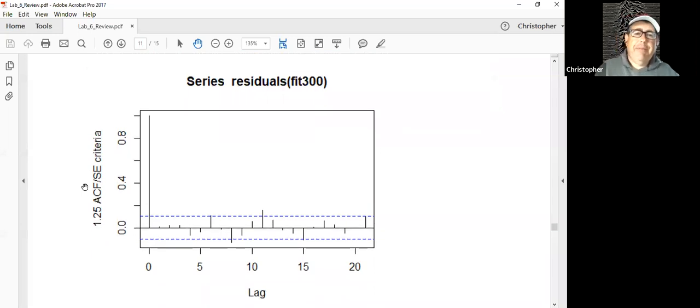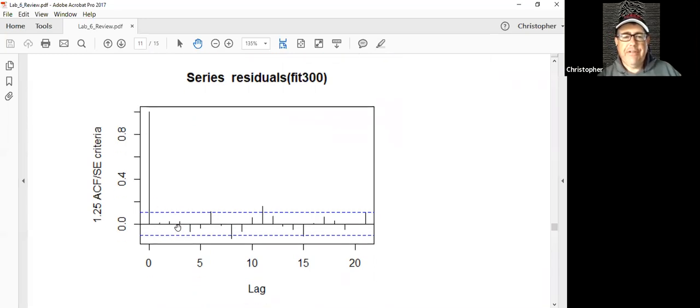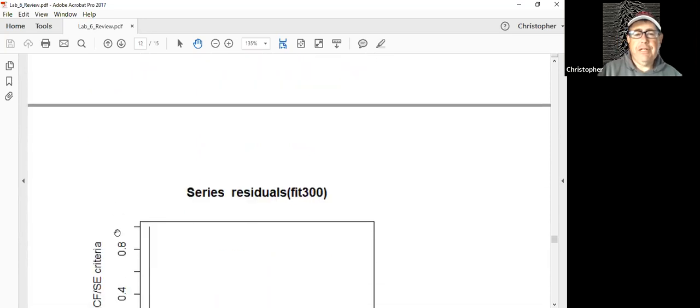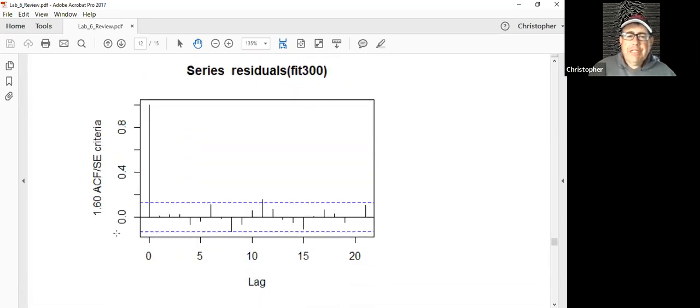And one thing we see, once I dump that third autoregressive term in there, we have reduced the first 3 values, lag 1, 2, and 3, to well inside that range. See what's happening with the subsequent ones. And with the subsequent ones, now here's where you've got to use a little judgment. We have one that's popping above over here at 11 months.